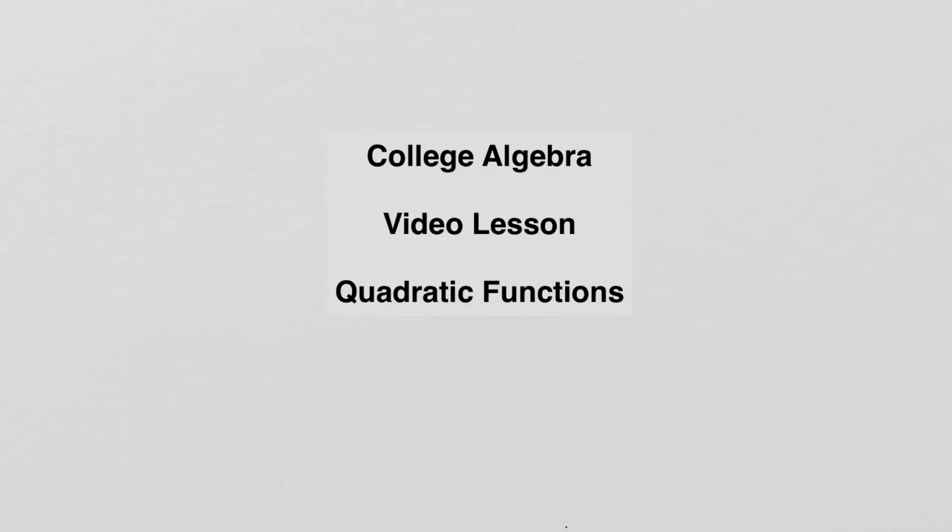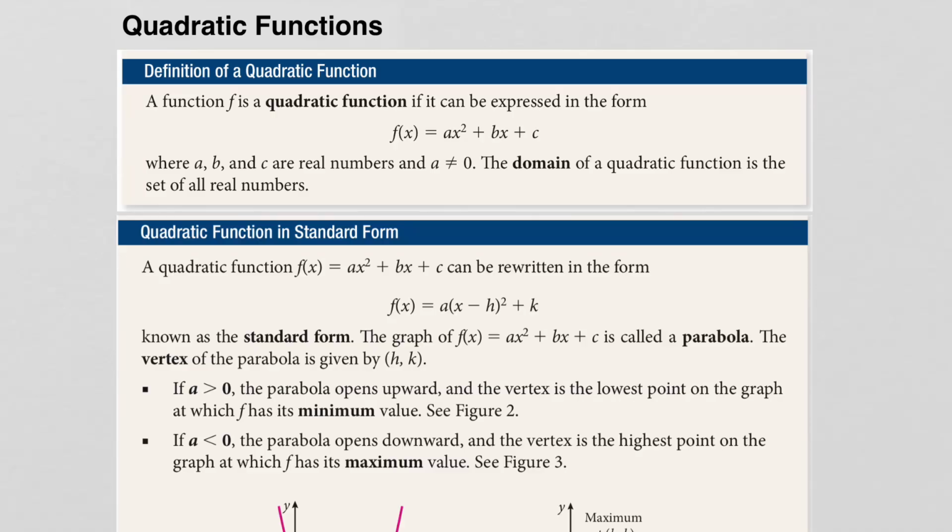Quadratic functions. A quadratic function is a function f of x equals ax squared plus bx plus c. Notice that it is a second degree polynomial function. The a, b, and c here are real numbers, and a cannot be 0.